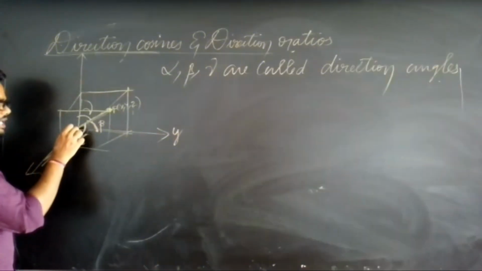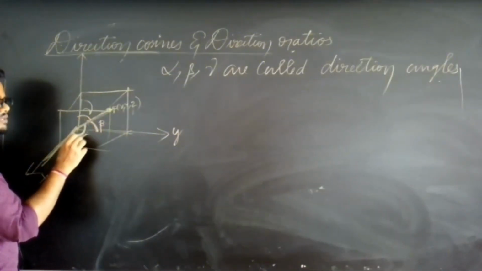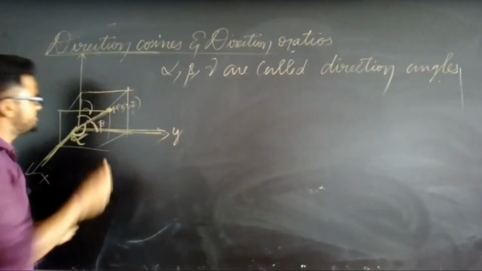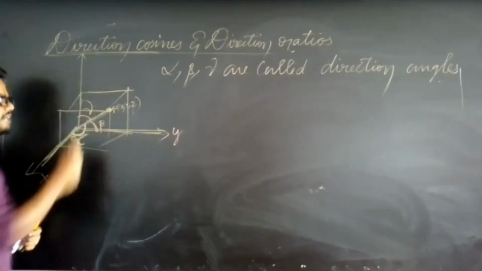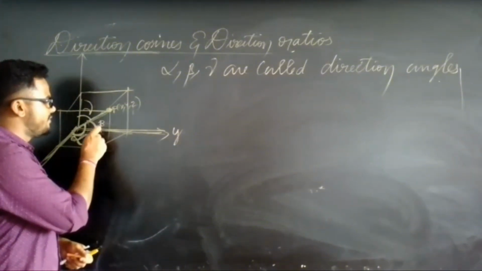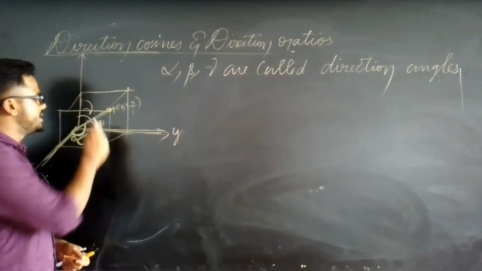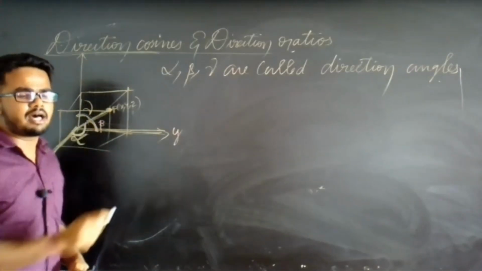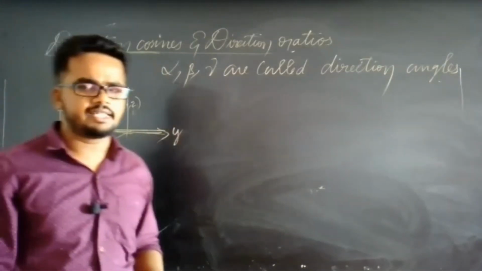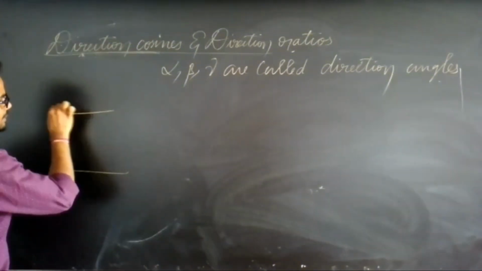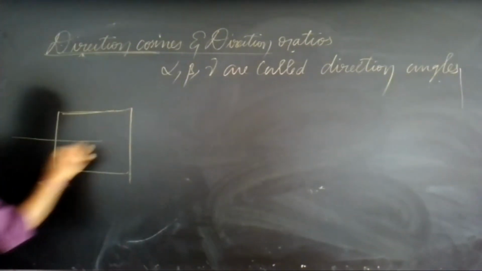Now you understand. The x axis forms alpha. This is the y axis. The y axis forms beta with the position vector. Next, the z axis forms angle gamma with the position vector R. I think this much is clear to you. See here, a little bit bigger I'll draw. Observe carefully.